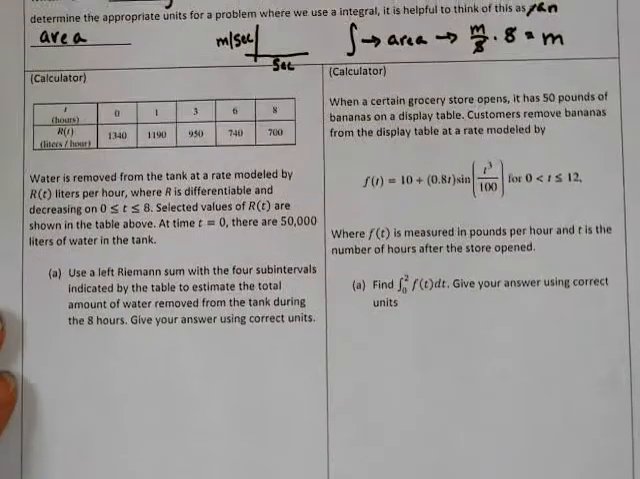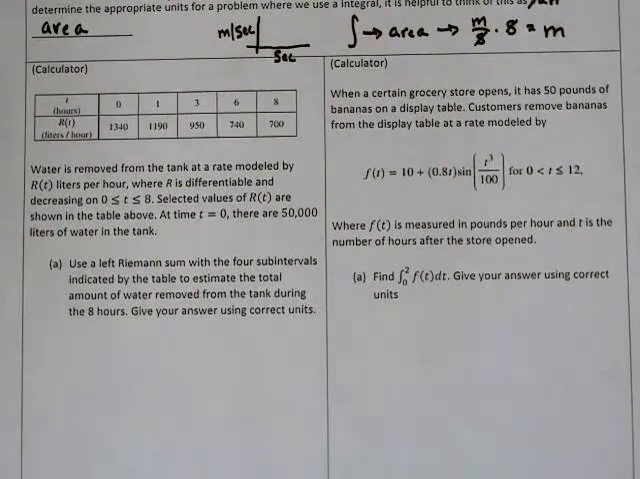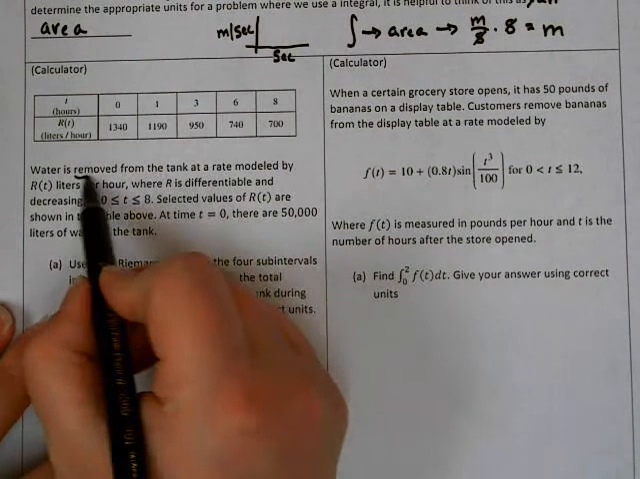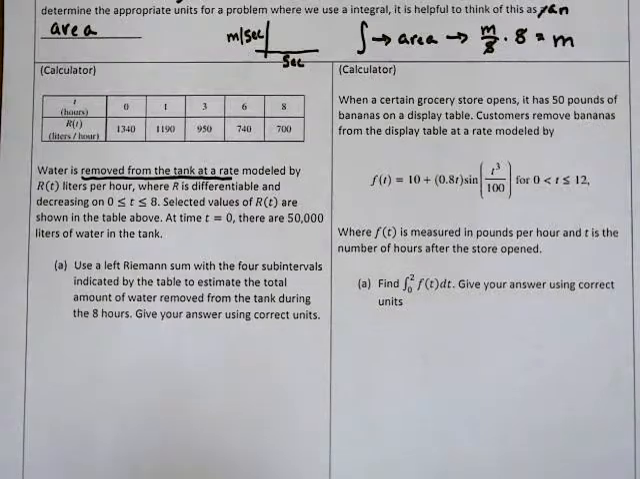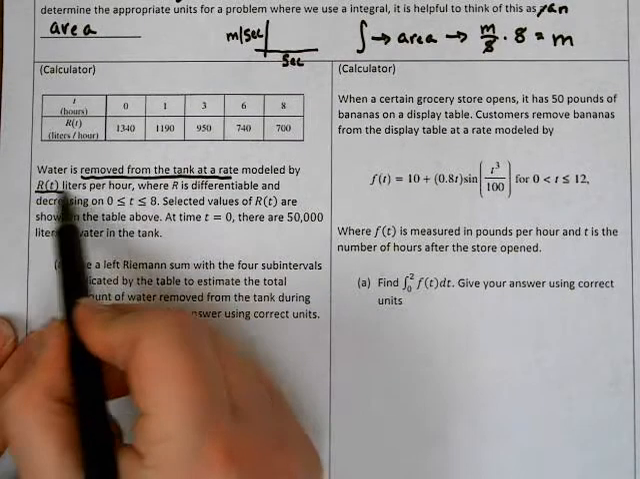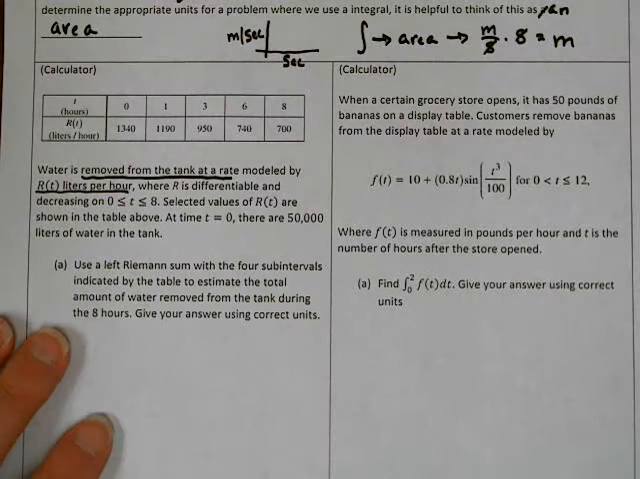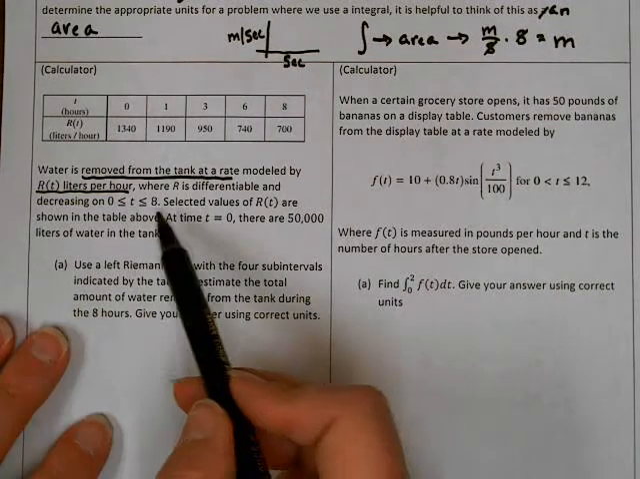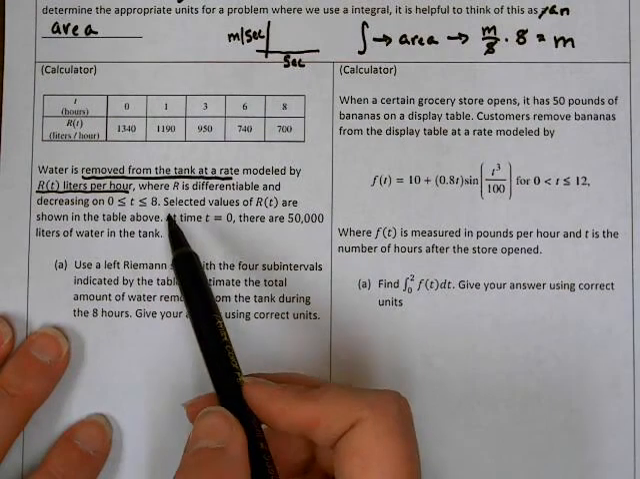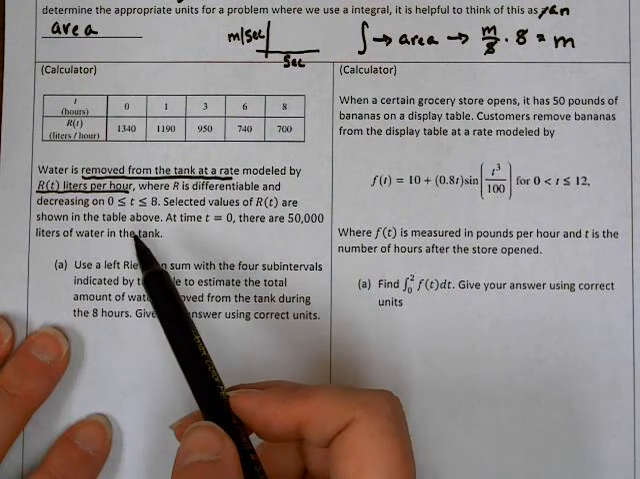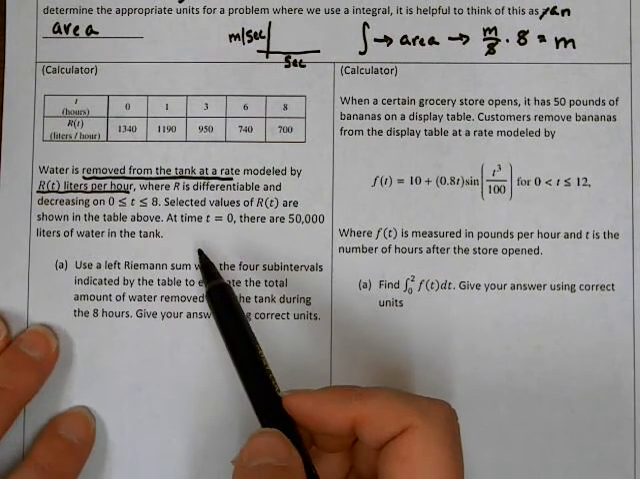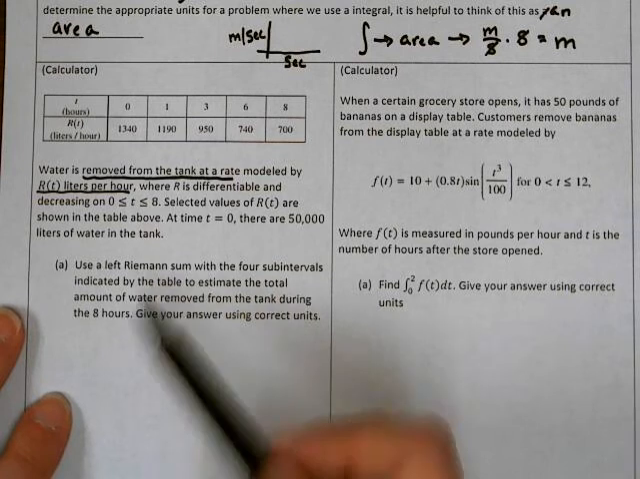All right, so these are both calculator questions. Number one is really only a calculator question to help us with some of the arithmetic, not because it's super difficult. So let's see what we're given here. Water is removed from a tank at a rate modeled by R of t in liters per hour, so that's important, where R is differentiable and decreasing on 0 to 8. Selected values of R of t are shown in the table. At time t equals 0, there are 50,000 liters of water in the tank.